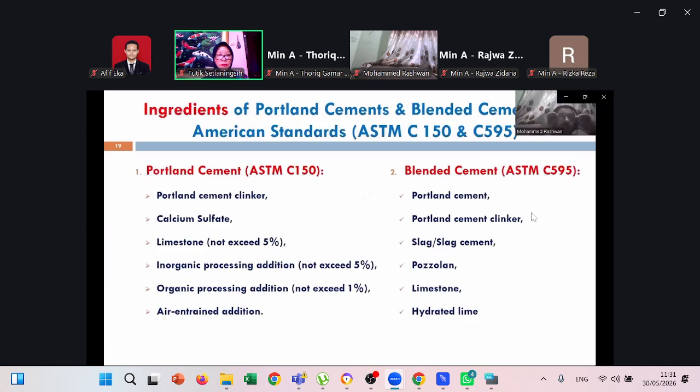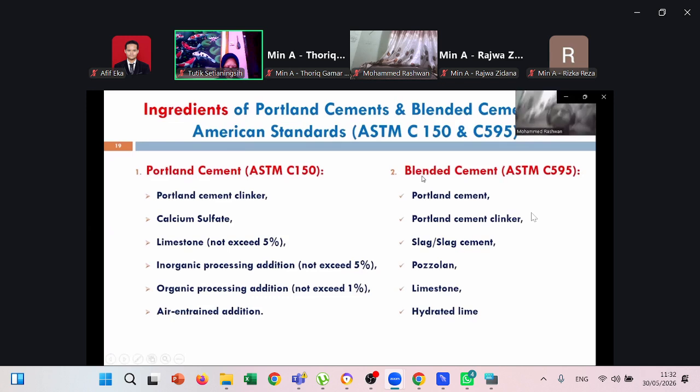In this slide we will speak about the ingredients or the components of Portland cement and blended cement according to American standard. Portland cement according to ASTM C150 is composed mainly of Portland cement clinker, added in addition to calcium sulfate and limestone not to exceed 5%. Sometimes we add inorganic processing addition not to exceed 5%, and sometimes organic processing addition not to exceed 1%, and sometimes air entrained addition.